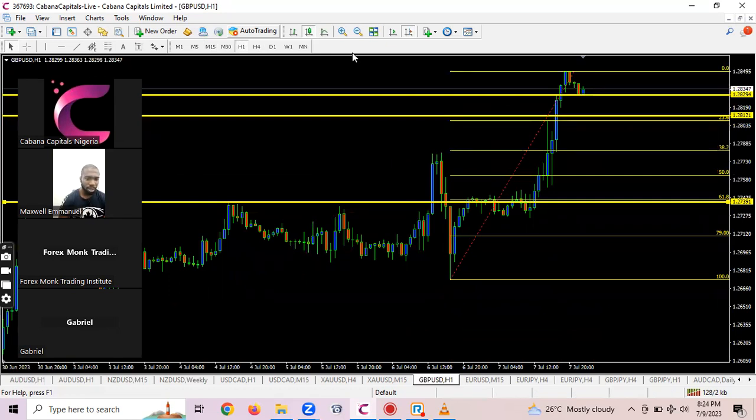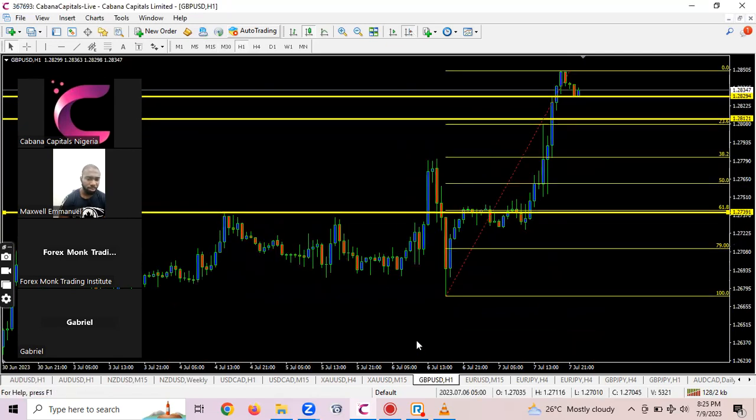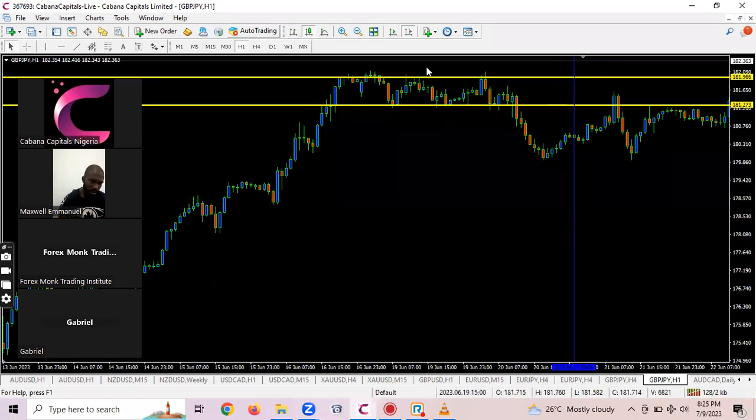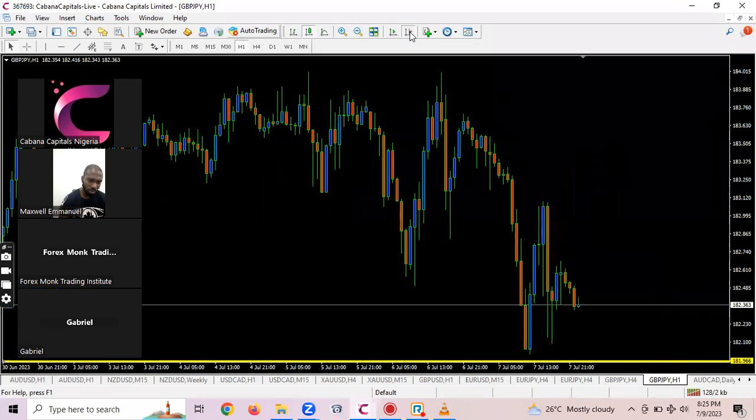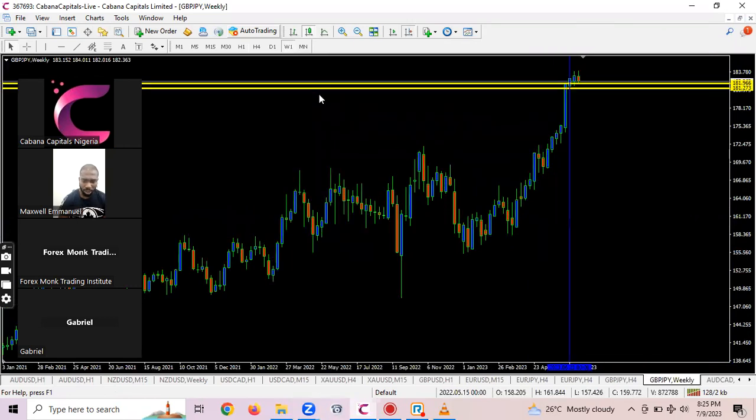GBP JPY. JPY pairs are bearish. The bulls are tired. They've been in control for weeks, if not months. So now the bears are in control. So we should expect a pullback on JPY pairs.